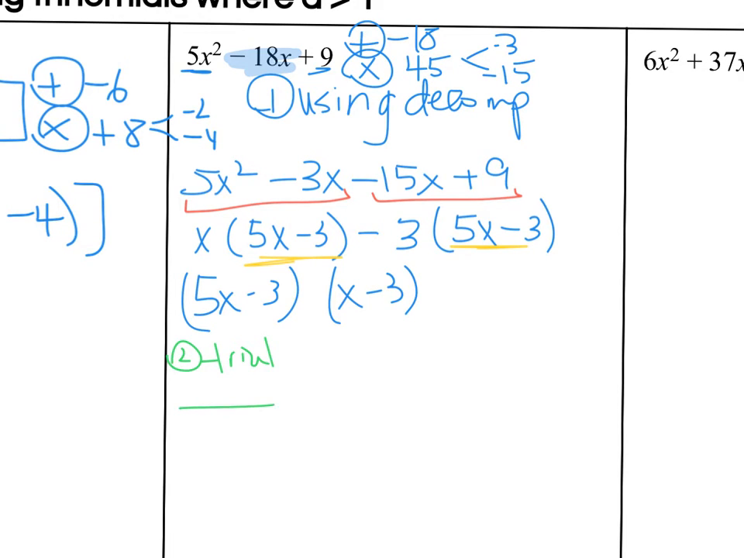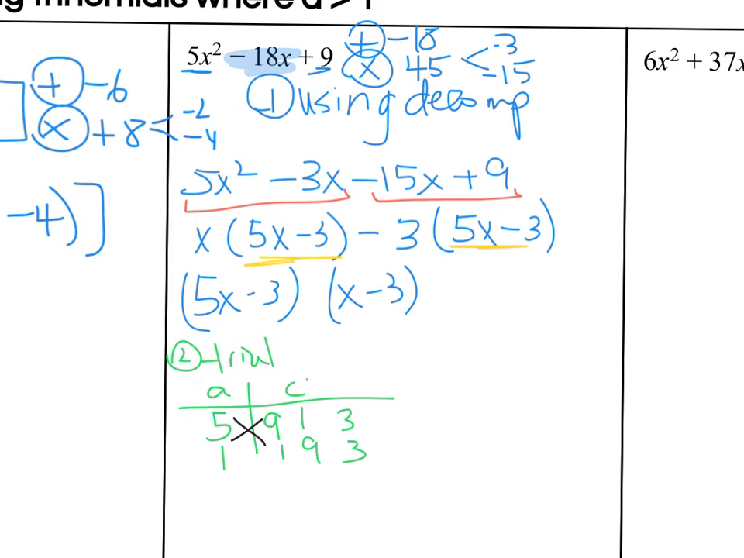The second method was the trial and error, if that works for you. So I'm going to draw my little chart. The A is 5, so 5 and 1. The C is 9. So it could be 9 and 1, 1 and 9, or 3 and 3. And then I'm using the crisscross method, like this, to see if I can get negative 18.